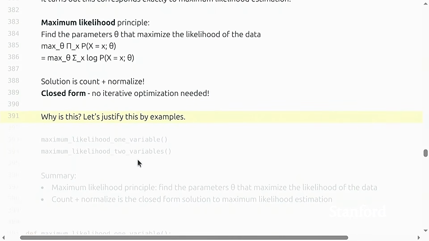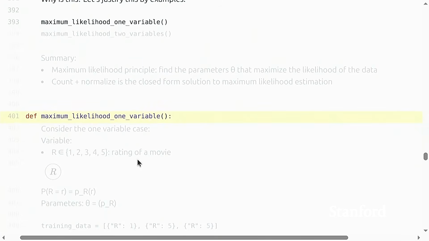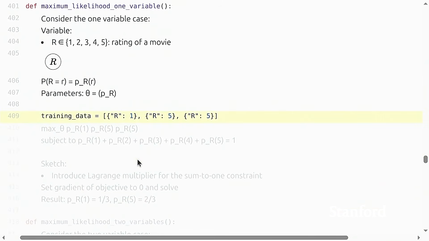So let me try to show you briefly why this is by some quick examples. Maximum likelihood with one variable here. So we're going to go back to this really simple case. There's one variable R. It's the rating of the movie. And let's say I have training data R equals 1, 5, 5.